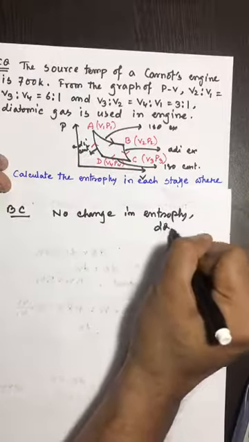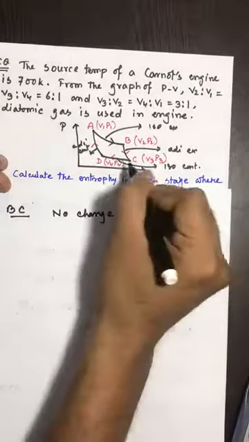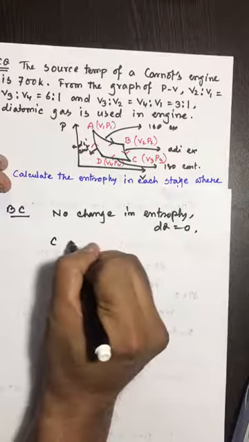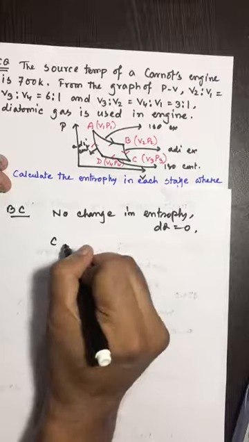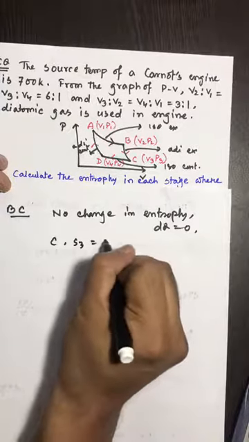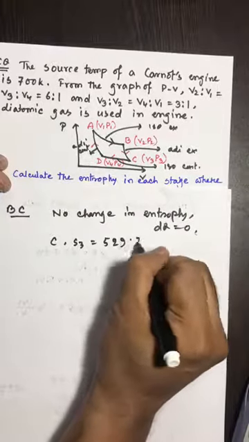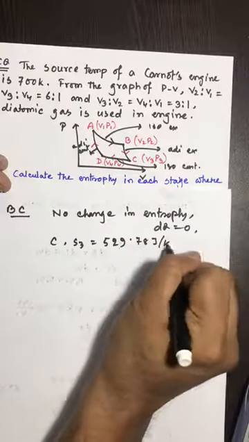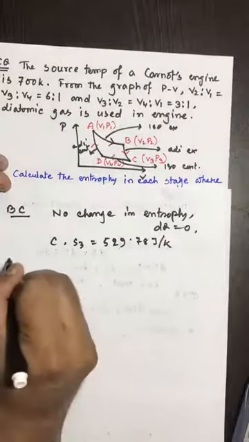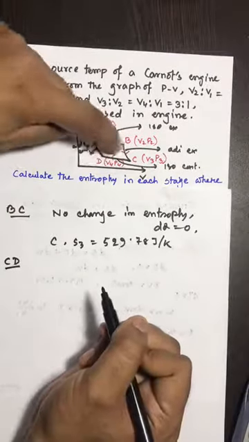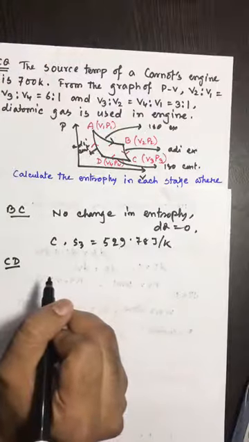Because dQ equals 0, the entropy at point C stays the same as at point B. So the entropy at C comes to S3, which we can write down as 529.78 joule per Kelvin. Now CD is an isothermal compression. So there is also a change, work done, here.